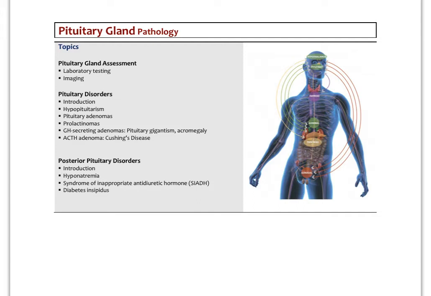Okay, in this final video on pituitary gland pathology, we're going to look at posterior pituitary disorders. I'm going to say a little bit about the two major ones, diabetes insipidus and SIADH. Then we'll talk about hyponatremia. It's going to be important for you to know how to work that up in the clinic because hyponatremia could be related to SIADH, could be related to a lot of other things as well. And then we'll look at the details of the two major disorders there.